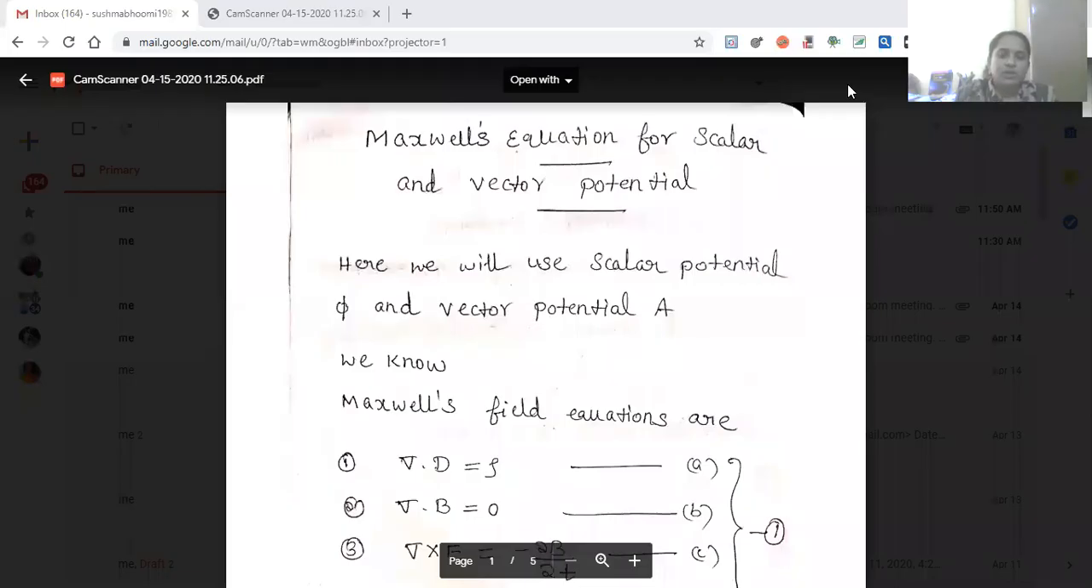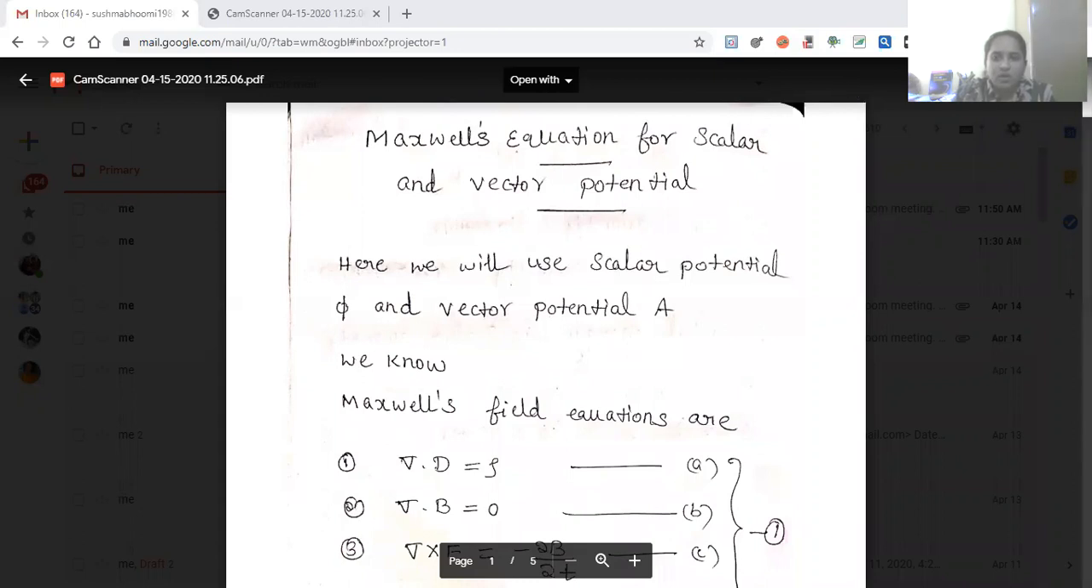Good morning, students. Today we will learn about Maxwell's equations for scalar and vector potential. To solve this, we are using Maxwell's first order differential equations, and we need these equations to write the scalar and vector potential form. Here we'll use scalar potential as phi and vector potential as A.